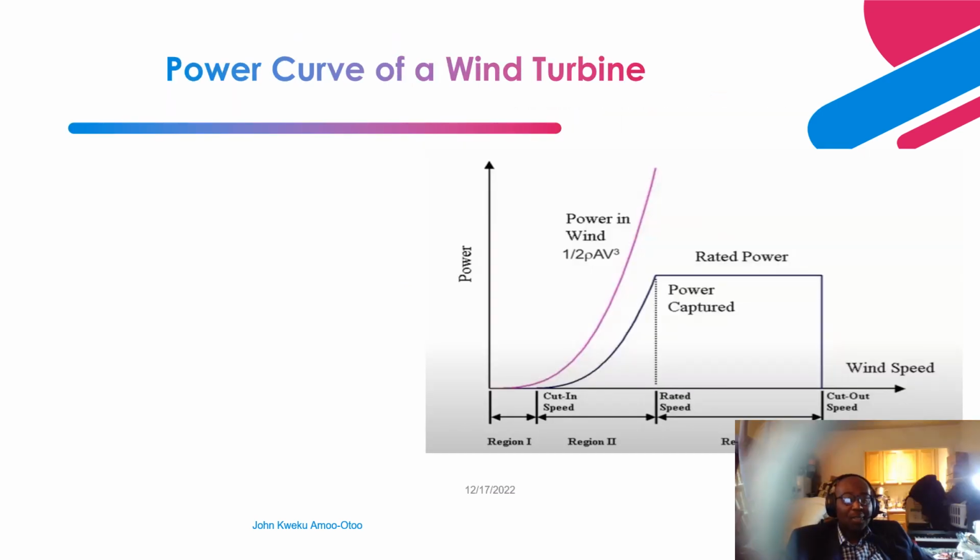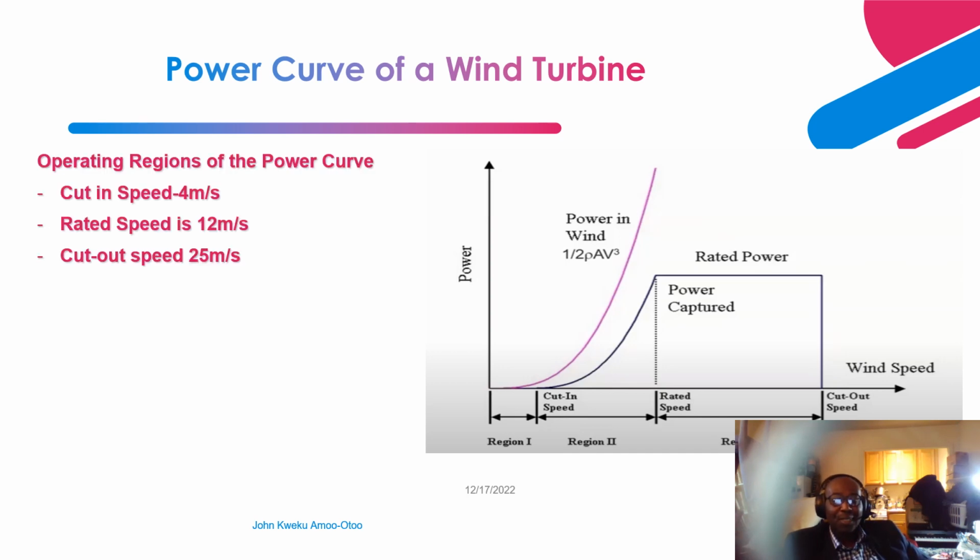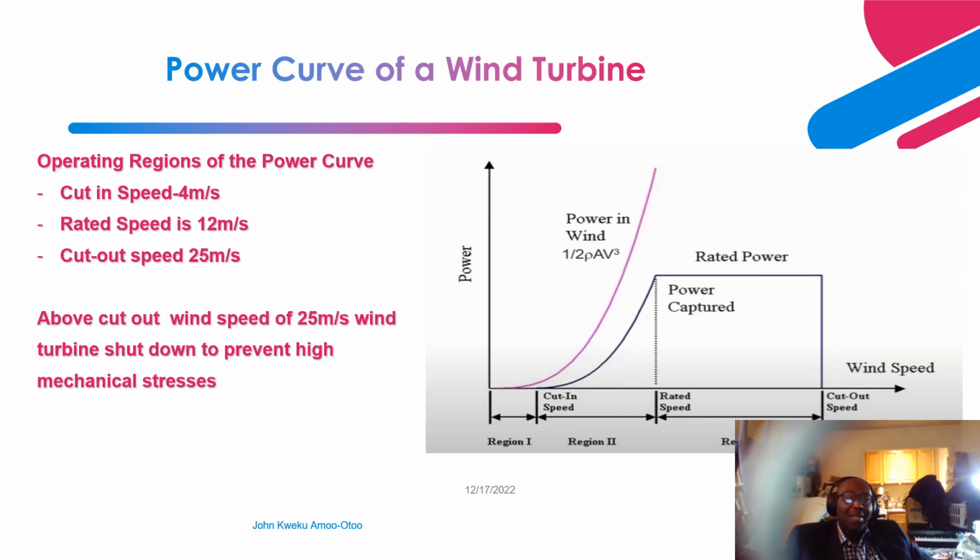Next, we'll talk about the power curve. Remember, I made mention that the power curve is what helps us see the various operating regions of the wind turbine. We have a cut-in speed. You energize a wind turbine and the wind starts blowing; when it reaches the cut-in speed, usually 4 meters per second for most wind turbines, that is the wind velocity required for the wind turbine to start generating power.